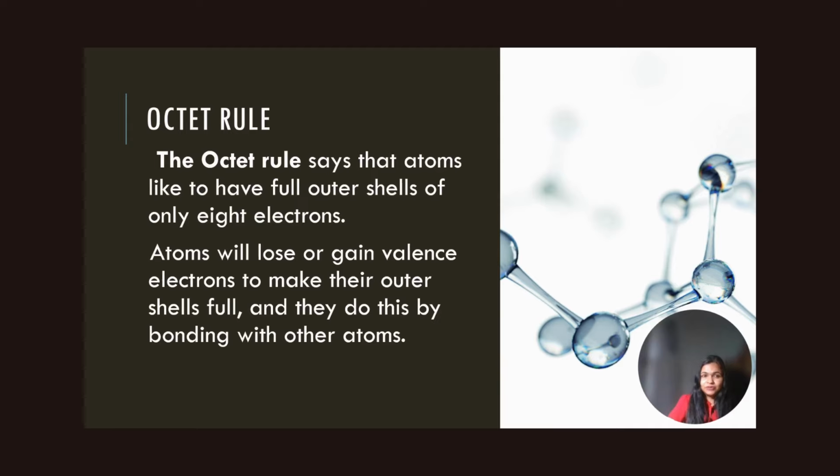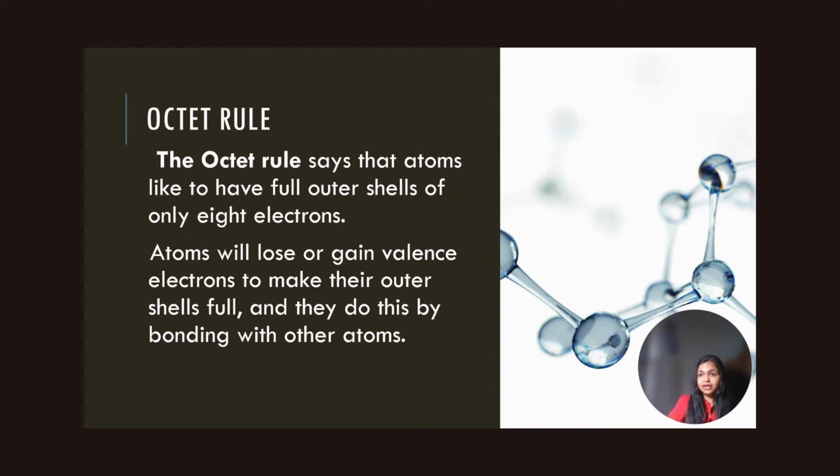Then there's an octet rule. What that explains, we have to follow the octet rule while drawing those Lewis dot structures, says that atoms like to have full outer shells of only 8 electrons, except helium and hydrogen. So all the atoms want to become stable, and they can become stable by acquiring 8 electrons in their valence shell. And they could do so by either losing electrons, gaining electrons, or by sharing electrons or transferring electrons.